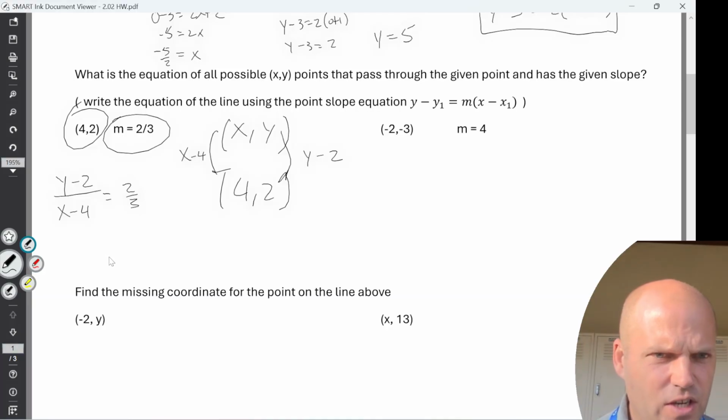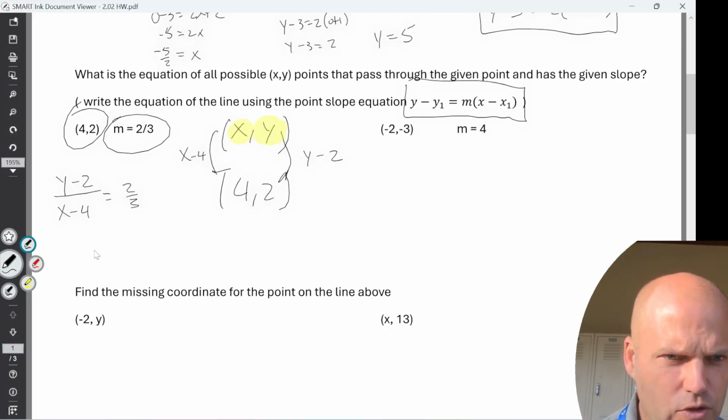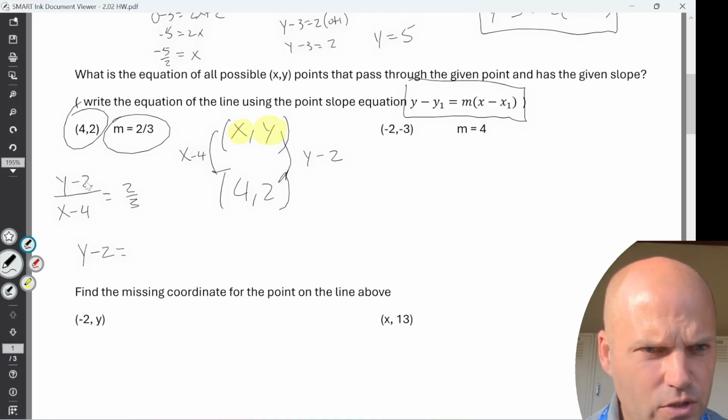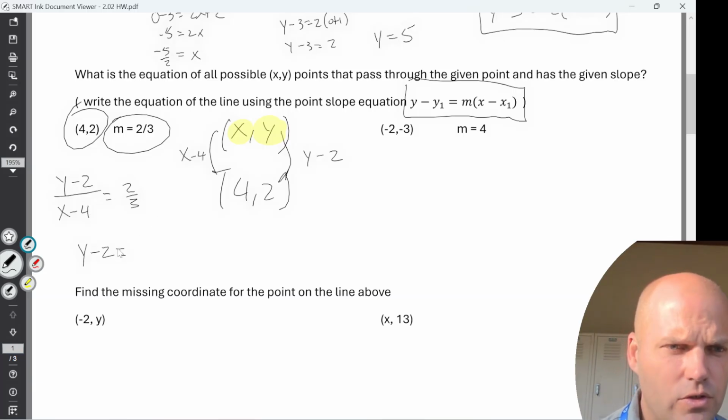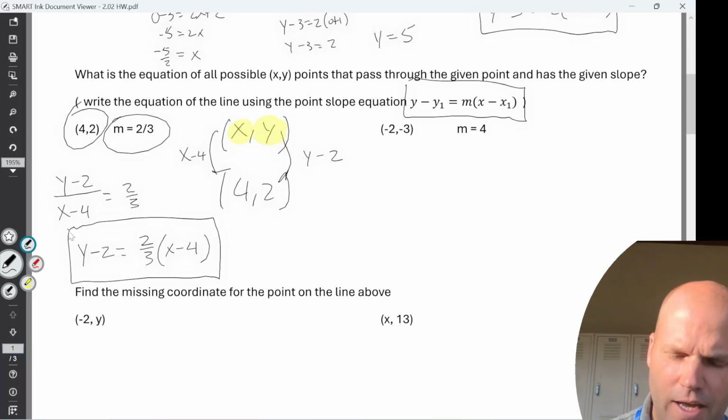You could also see this using the equation of slope. And after we've done this enough, we realize that we can use this point-slope form of an equation, y minus y1 equals m times x minus x1. We want to find all possible x, y's that connect with the point (4, 2) to have a slope of 2/3. All possible x, y's must satisfy this equation. Y minus 2 divided by x minus 4 equals 2/3, or y minus 2 equals 2/3 times x minus 4. Done.